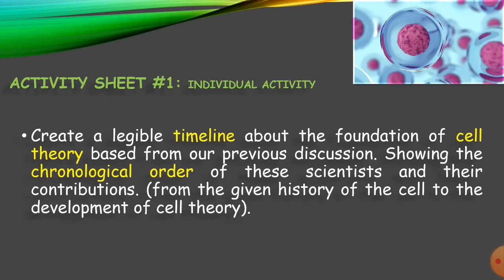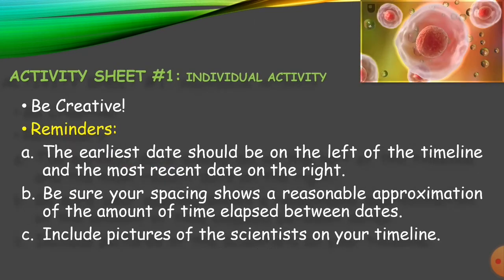Activity sheet number one for individual activity. Create a legible timeline about the history of the cell based from our previous discussion, showing the chronological order of the scientists and their contributions from the given history of the cell to the development of cell theory. We created reminders: the earliest date should be on the left of the timeline and the most recent date on the right. Be sure your spacing shows a reasonable approximation of the amount of time elapsed between dates. Include pictures of the scientists on your timeline.